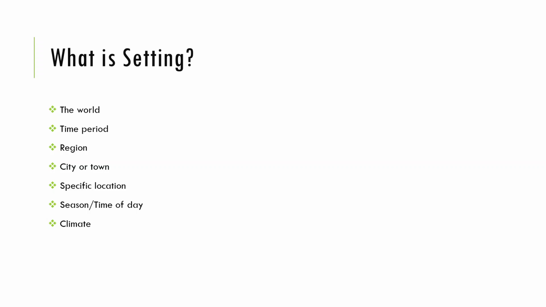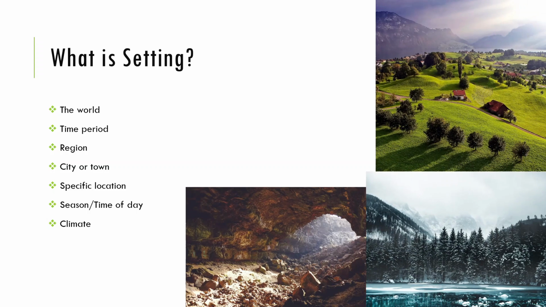The setting is made up of the world the story takes place in, the time period, the region, the city, town, or a specific location, like a building or room, and the season, time of day, and weather. Maybe all of that won't be detailed, but they are parts of the setting.